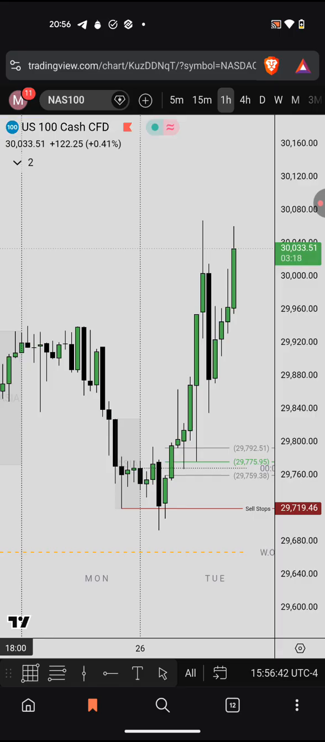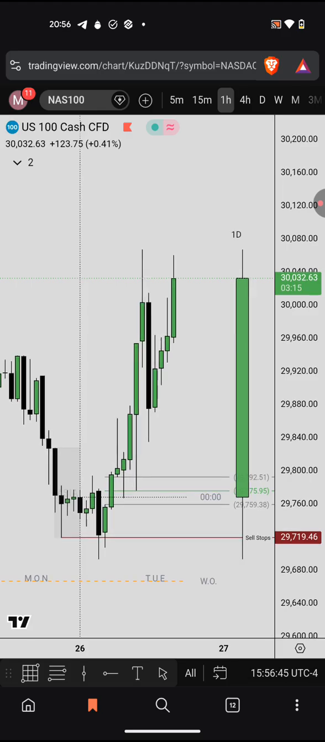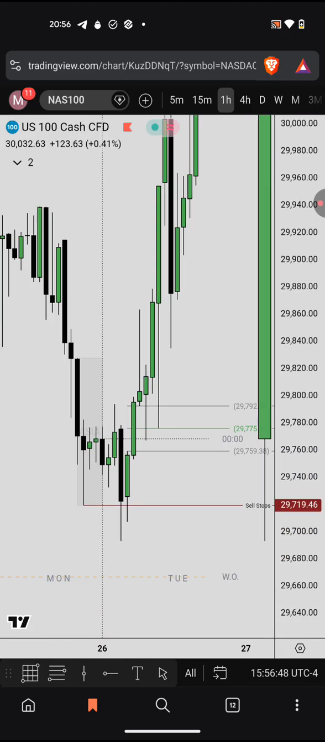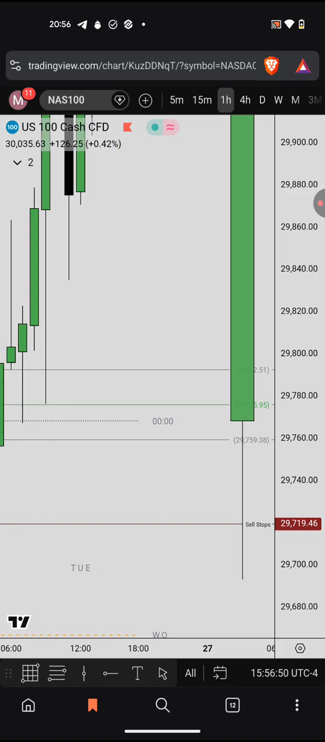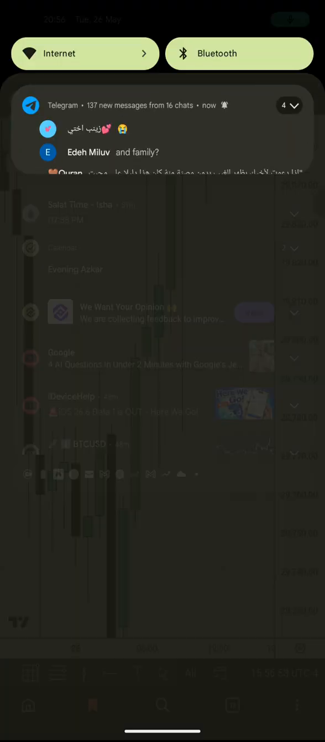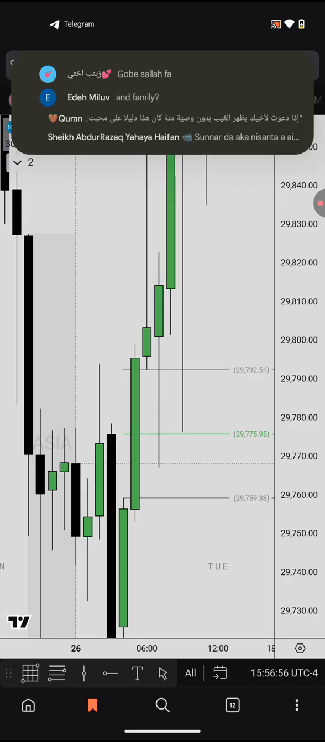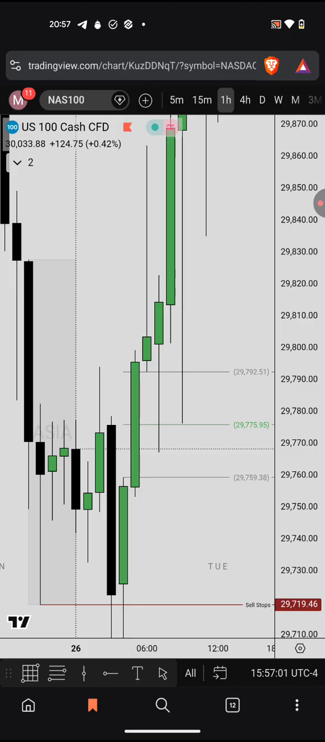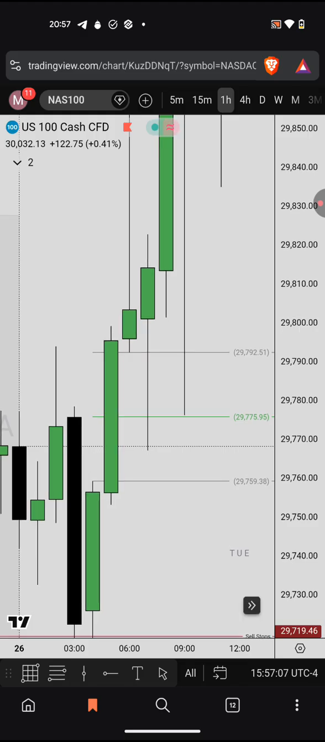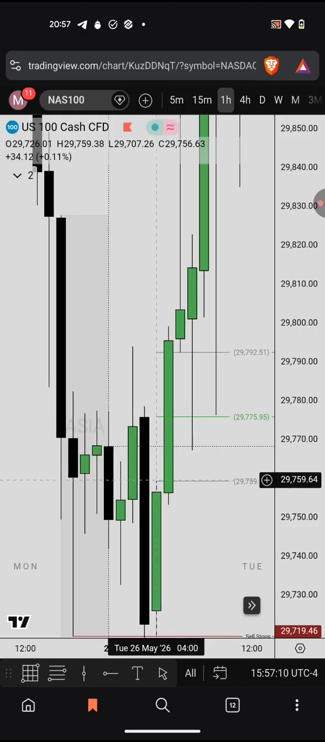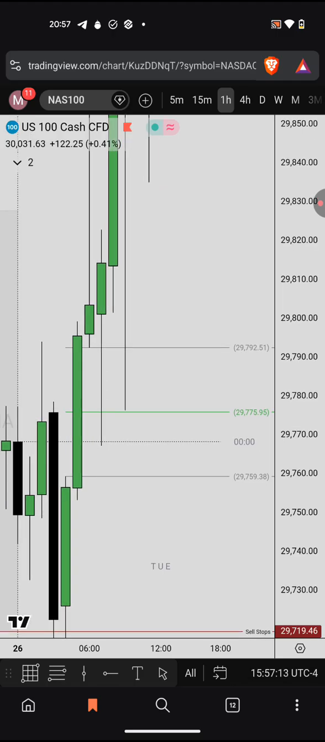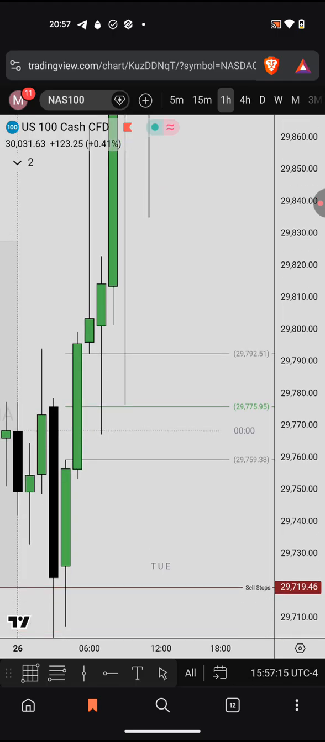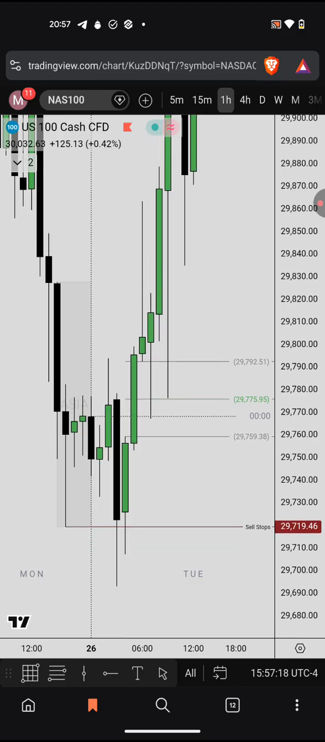So if you didn't get your entry in this low risk buy here, which is close to the opening price, as you can see, this fair value gap that you're seeing here is in close proximity with the opening price, which is delineated here with 000. That's the opening price of the daily candle. So I'd like to get in below the opening price or close to the opening price.